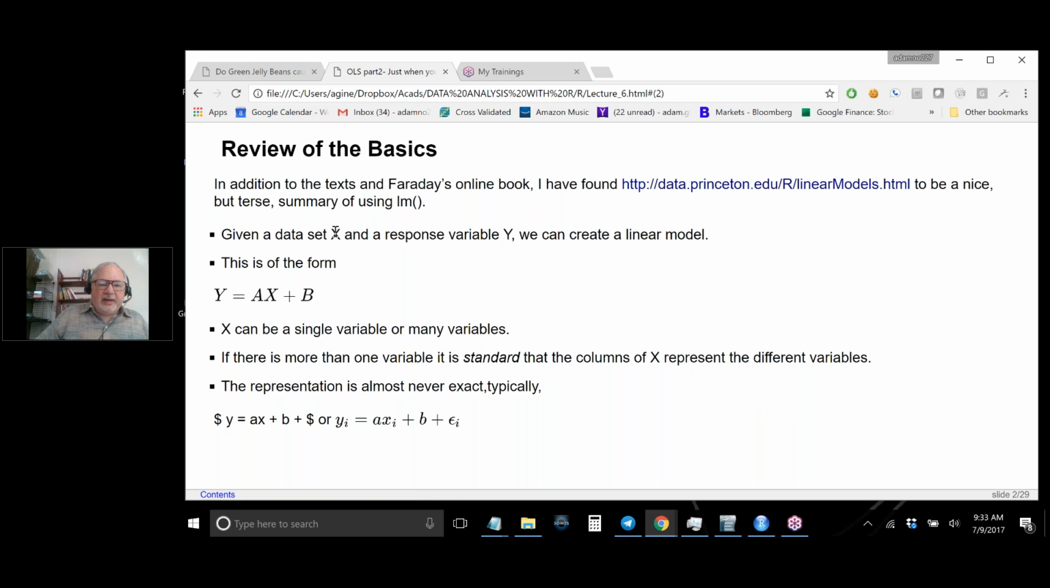But briefly, if we have a data set X, some data we've collected, and a response variable Y, we create a linear model. And that means we're going to see to what extent we can write Y as being some linear combination of X plus some constant term. Now this is the simplest model that one can create. And X can be either a single variable or many variables, and then A is either a scalar number or it could be a matrix. But regardless, the same thing holds. We want to find the best model.